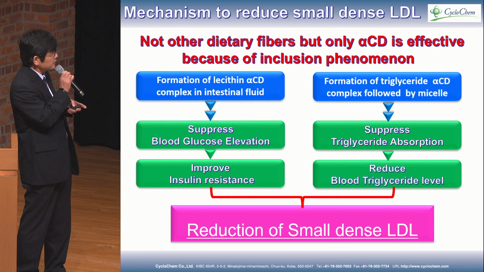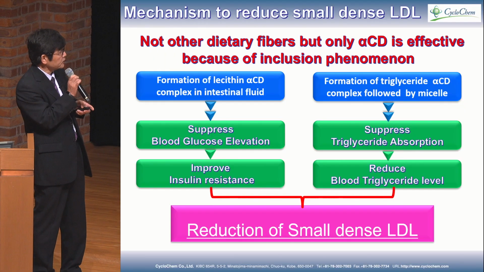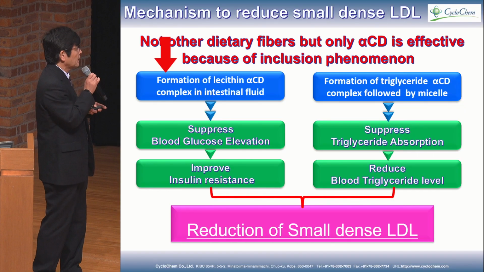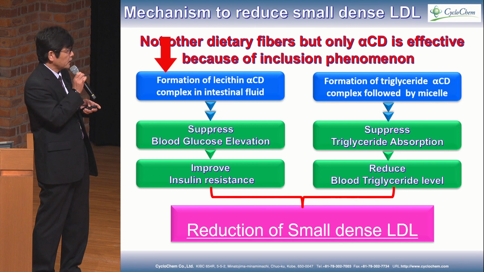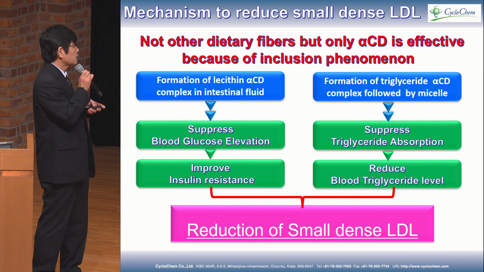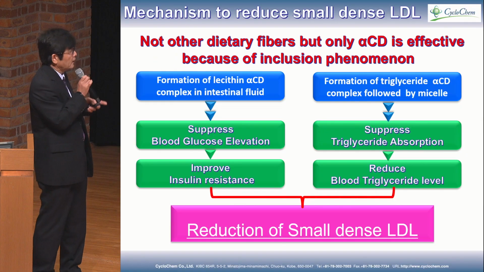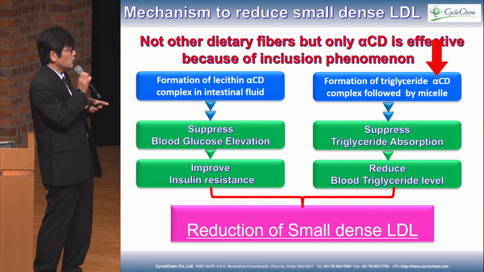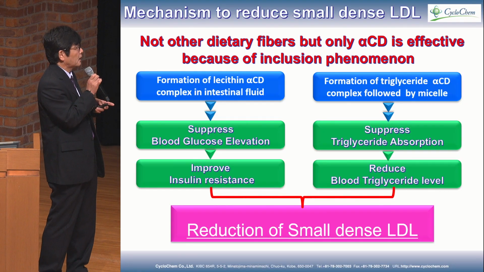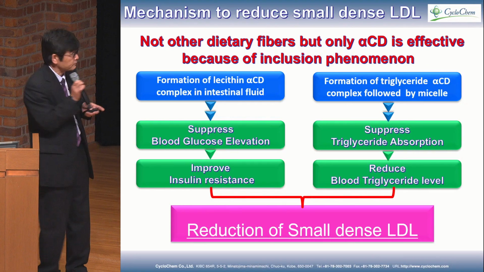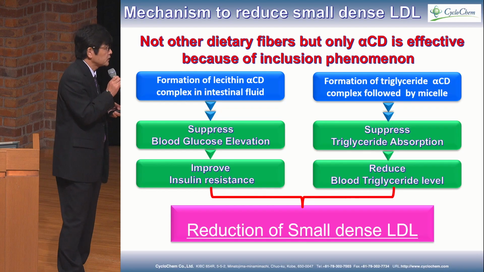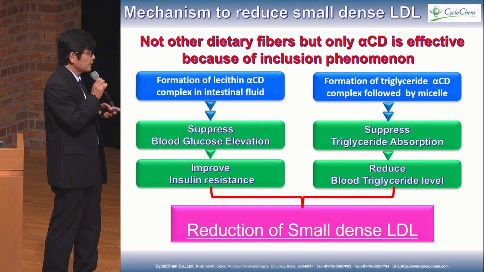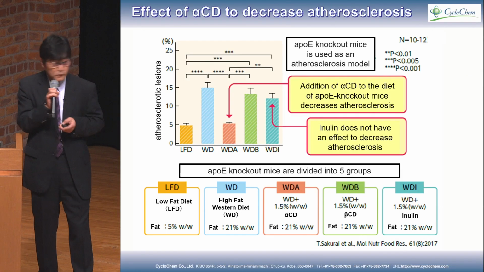One is the formation of the lecithin alpha-cyclodextrin complex in the intestinal fluid, already explained, suppressing blood glucose elevation and improving insulin resistance. The other one is formation of the triglyceride alpha-cyclodextrin complex followed by the micelle, which suppresses triglyceride absorption and reduces blood triglyceride level. So that's why alpha-cyclodextrin can reduce small dense LDL cholesterol.